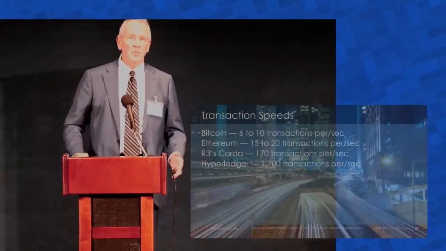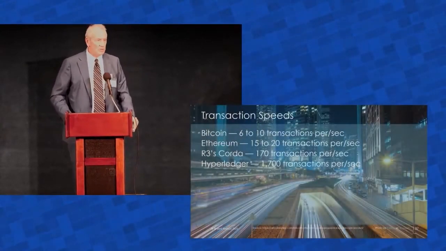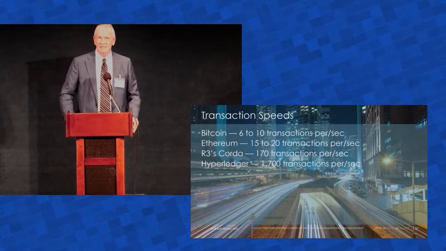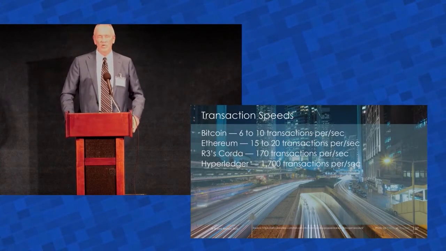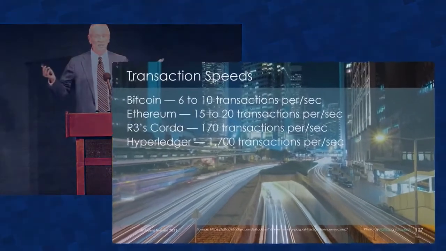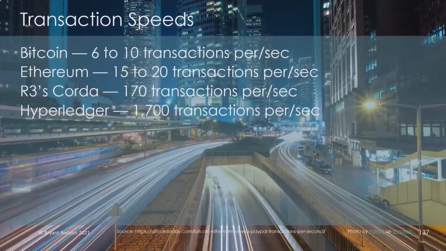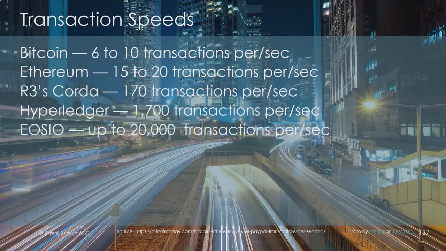Then you can end up with things like Hyperledger. Now, it 10x's Corda. If you think about that, now all of a sudden we're dealing with something that, of course, is not a public blockchain, but a private blockchain and a private blockchain implementation. But now we're approaching the phase where we can actually run an enterprise on a blockchain.